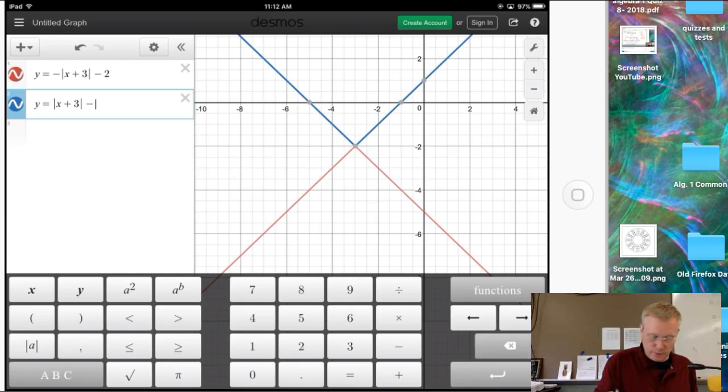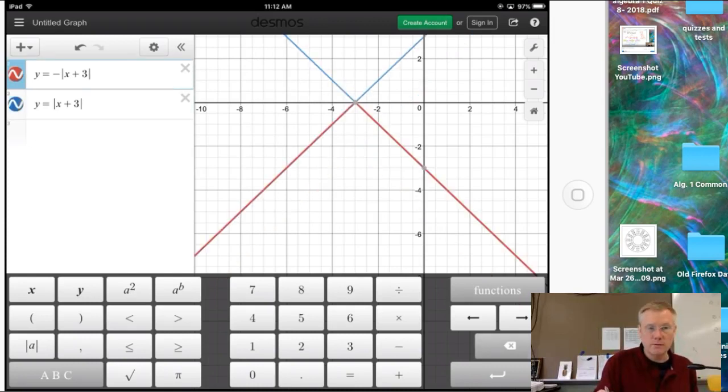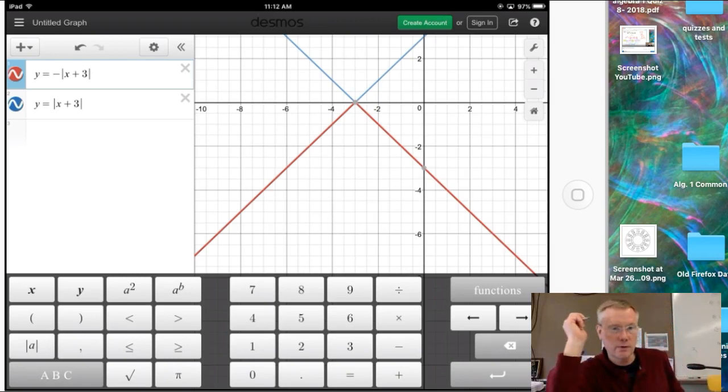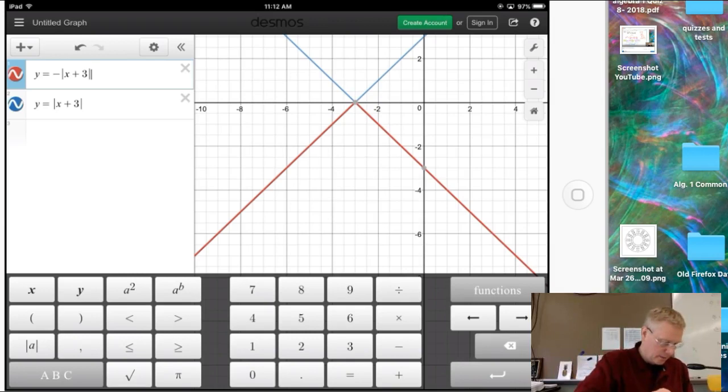So if I was to get rid of the minus 2 on both of them, you can see there's still a reflection. It's just the vertex moved over to negative 3, 0, okay?